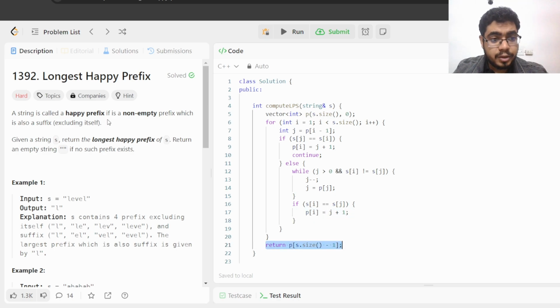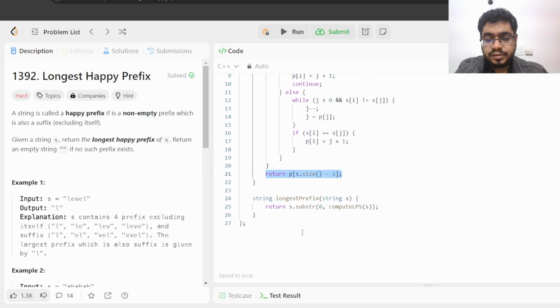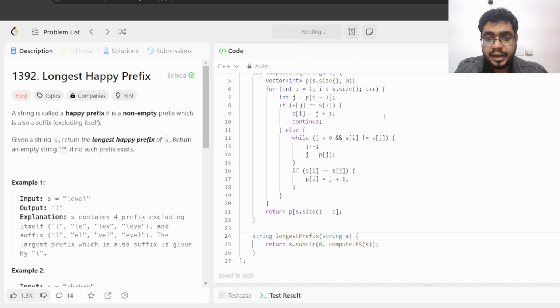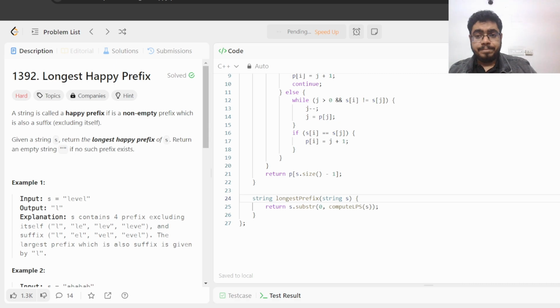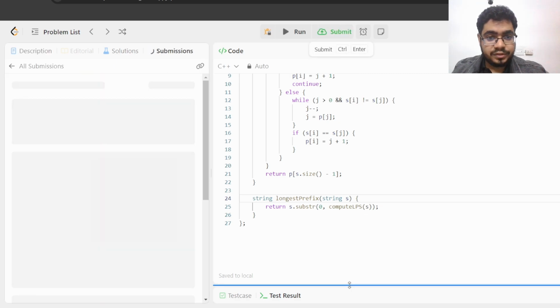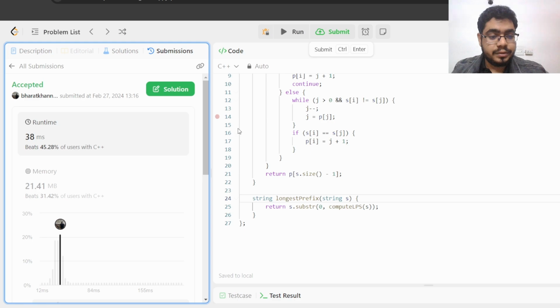And finally, because this question wanted you to find for the entire string the longest prefix which is also a suffix, I've simply returned the result of LPS of s dot size minus 1. So the last position's LPS. Okay, that is the compute LPS. So finally, what I've done is s dot substring, taking the substring starting from the 0th position and length equal to the LPS of the last position. And as you can see, while submitting, I get it accepted. Let me show the test results as well. Yeah, it shows accepted. Cool.